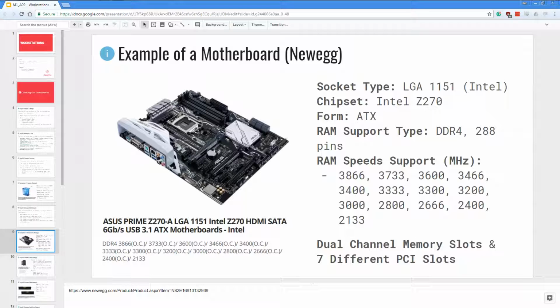And if we look at the specification on the website itself, it talks about how it's a dual channel memory slot. And if you look at the picture, there are two slots for RAM which are black and also gray, so you can tell that it's a dual channel motherboard as well. And the specification also states that there are 7 different PCI slots, so we can install 7 different expansion cards.